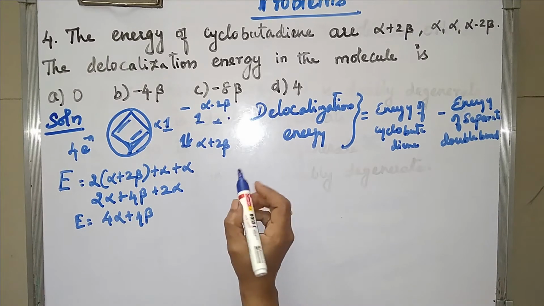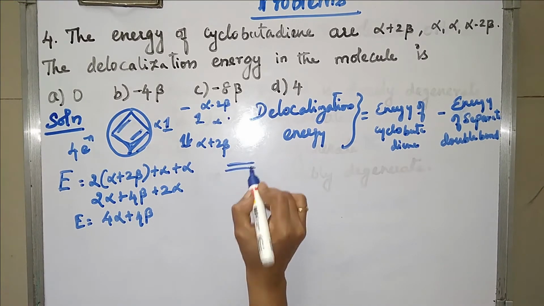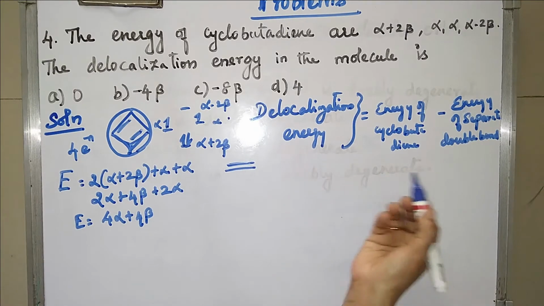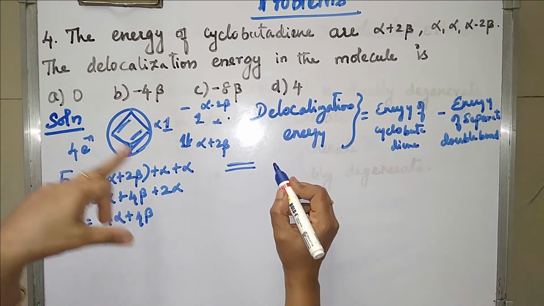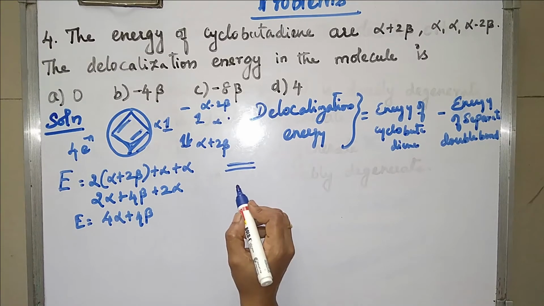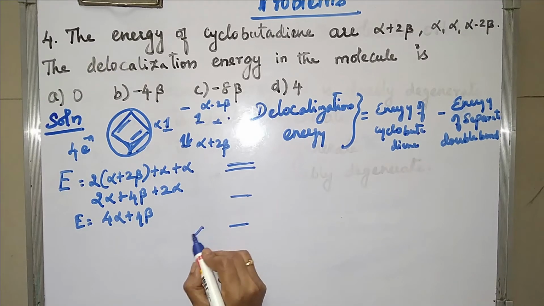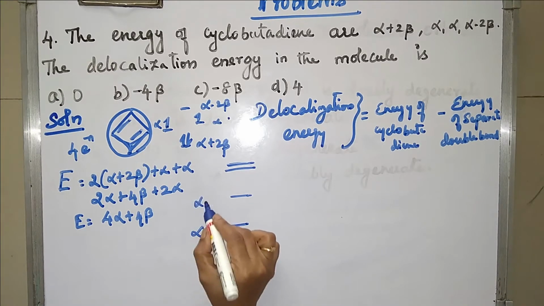Now we need to find the separate 2 double bonds. What are they? This is ethylene. First we will find the energy of 1 ethylene and multiply by 2 so that we get the 2 double bonds of this butadiene. First we need to find the two double bonds. What are the energy levels? Two energy levels are there. The first level energy is alpha plus beta. I already said how to memorize this.